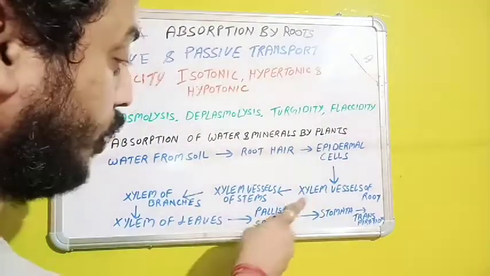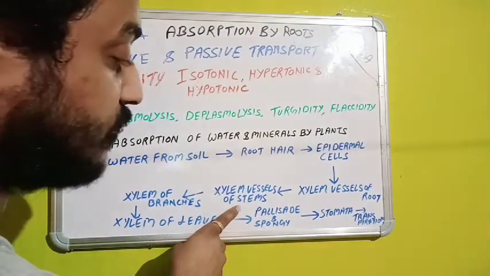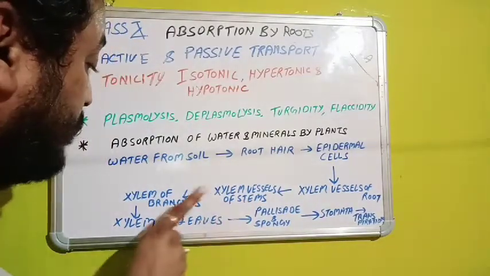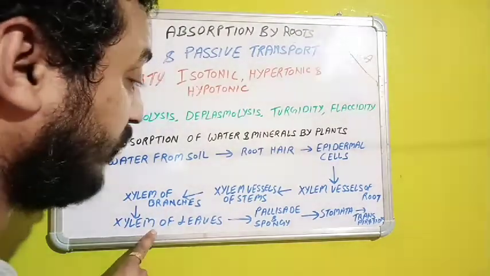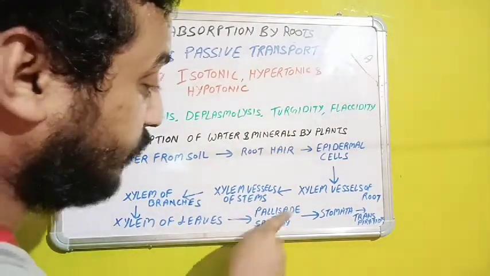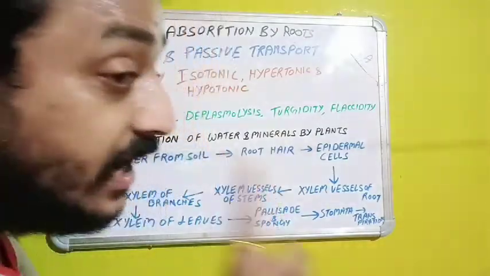Xylem vessels of the root will pass it to the xylem vessels of the stems. Xylem vessels of the stems will pass it to the xylem of the branches. From there, it will go to the xylem of the leaves. From the xylem of the leaves, it will go to the palisade and spongy parenchyma.